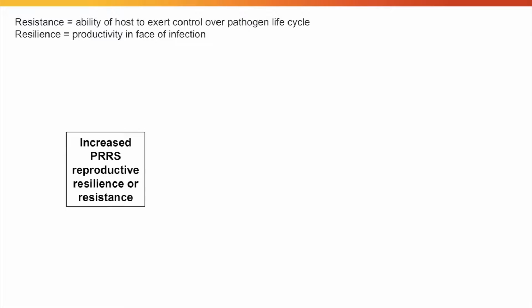So our overall overarching hypothesis, or goal in our research, is to increase PRRS reproductive resilience or resistance. And those are 2 different words, and they mean different things. So firstly, resistance means the ability of the host to control the pathogen life cycle. What that means is there's something in the host genetics or the host phenotype that prevents virus replication. We don't know how that is, but that's it: lower levels of virus, and that's a very important trait when controlling PRRS.